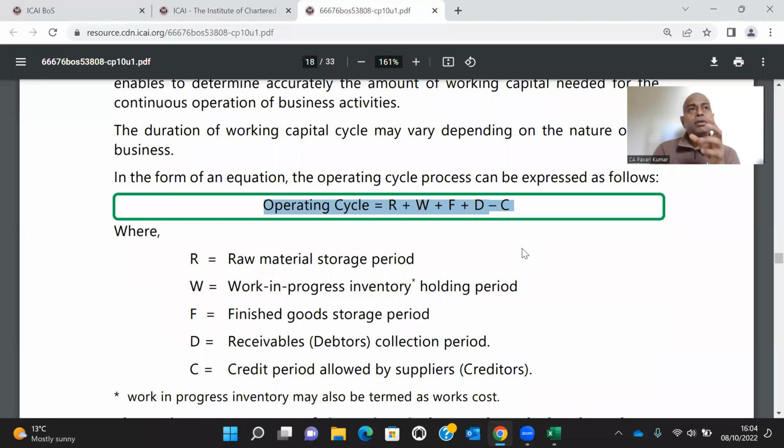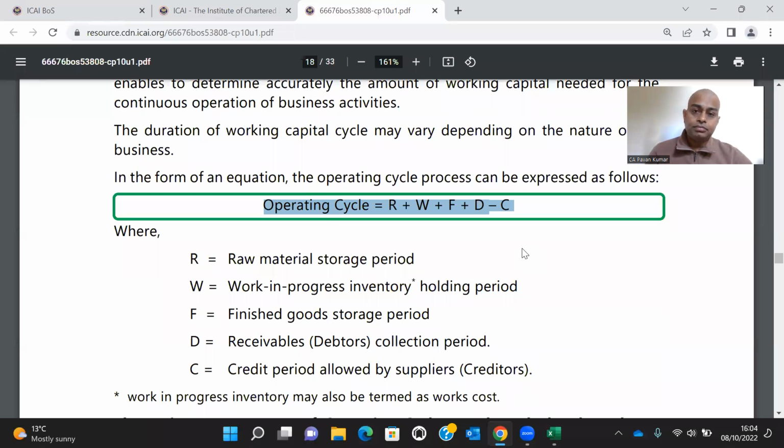What is W? W is the processing cycle. The moment I put materials in the machine, how long it takes for the output to come out of the machine? This is production time, gestation period, work in progress holding time. That is W. What is F?